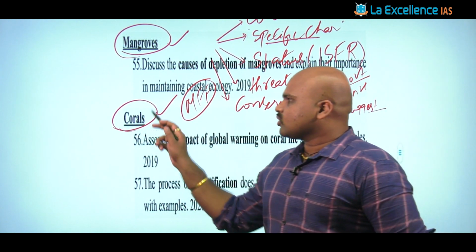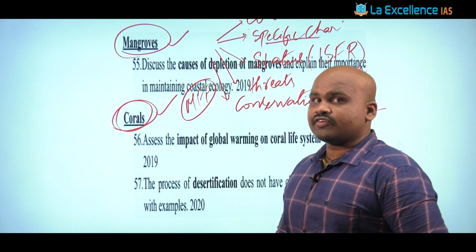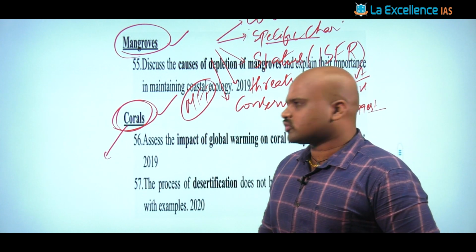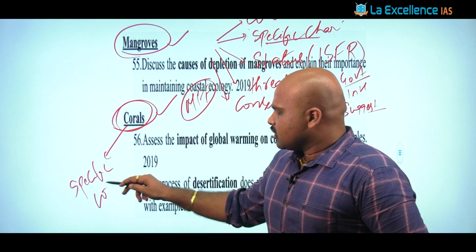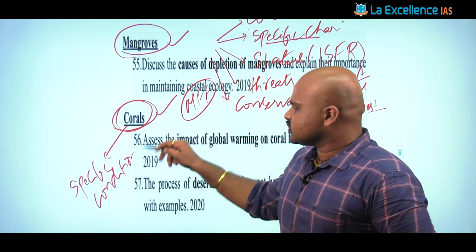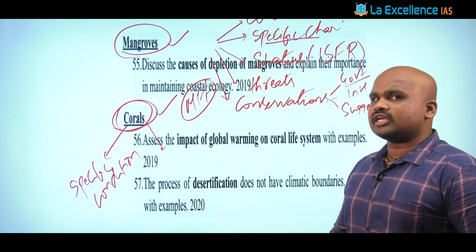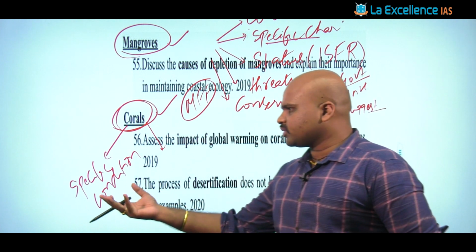Then when we talk about coral reefs, the corals as a biodiversity, they are the evergreen forests of the oceanic systems. And when we talk about the corals, we also have to talk about the specific conditions for their presence. It might be with respect to the temperature levels, the salinity levels, or the sediment presence. So all these aspects have to be mentioned.